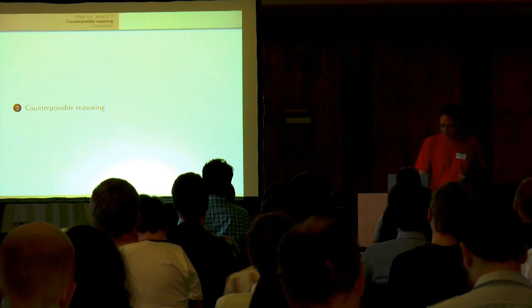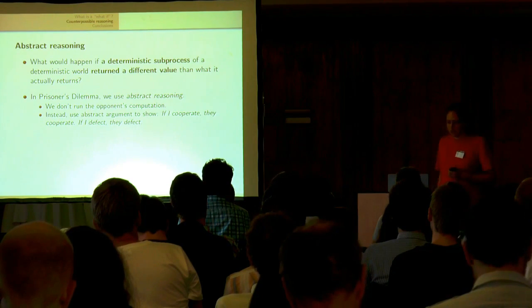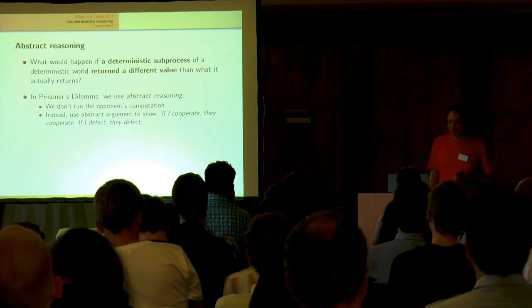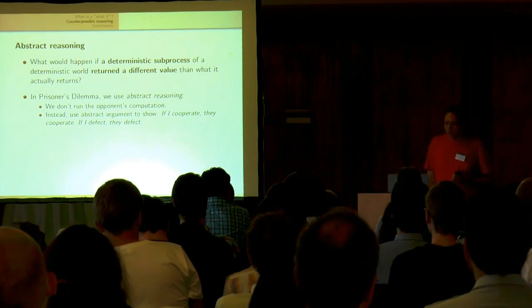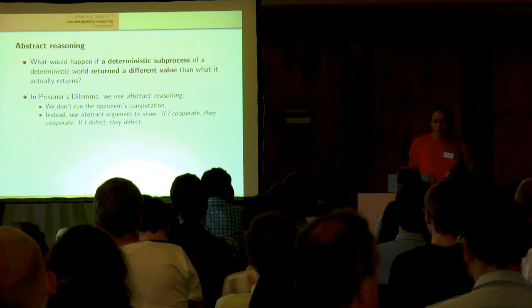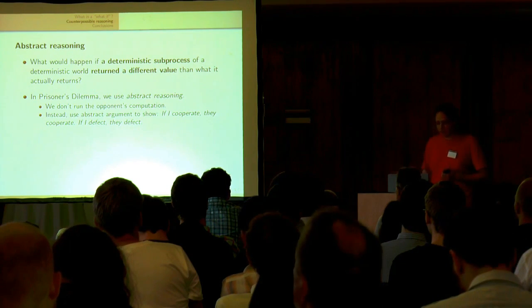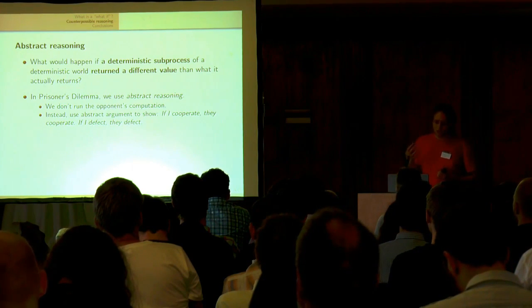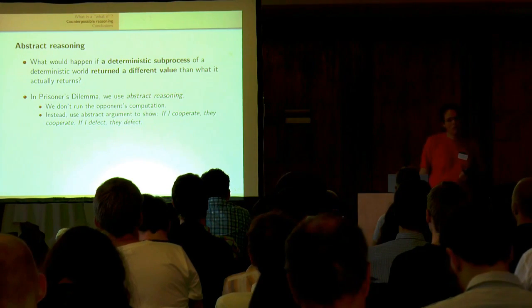So here's our attempt at formalizing what's right, which doesn't quite work, but we think goes in an interesting direction. It may lead to something good. Again, if we think of the problem as a deterministic subprocess, and we ask the question, what if that returned a different value than what it actually returns?